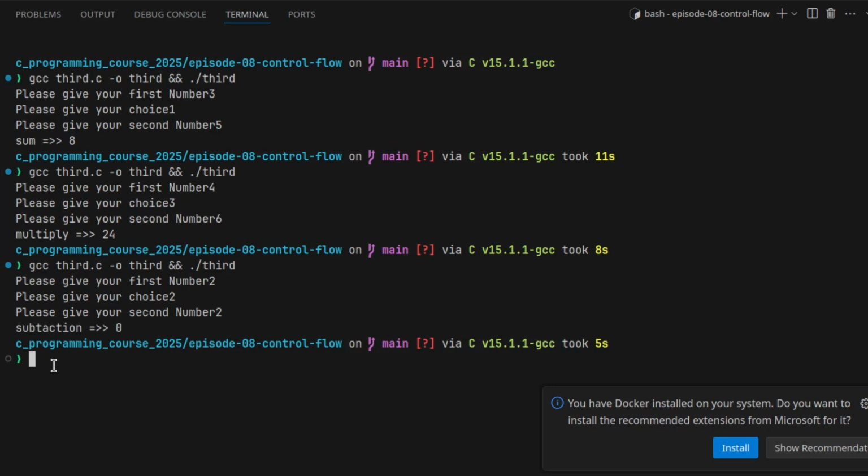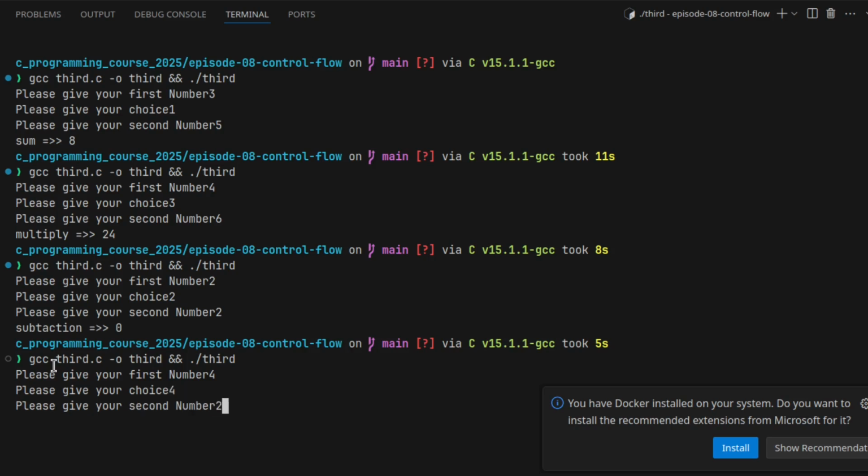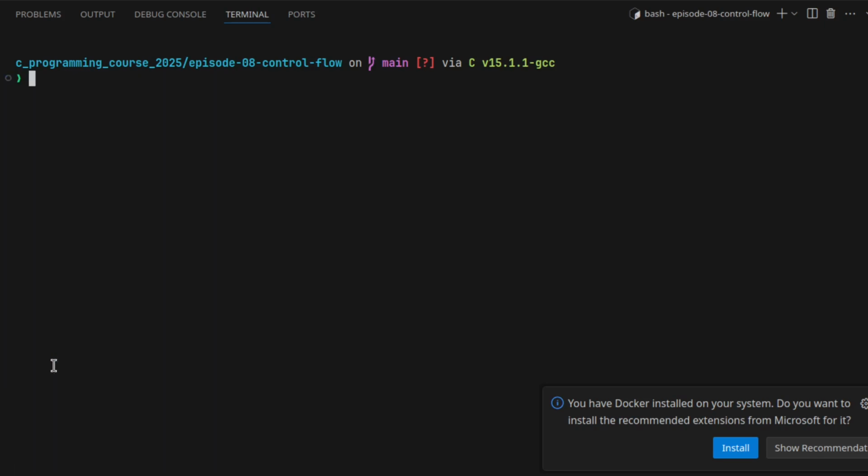What happens if we choose choice number 4? The choice number is 4, and we give the second number as 2, then division comes into the picture: 2. Very good. All things are going good. Again run it for the third time, fifth time and the last time.